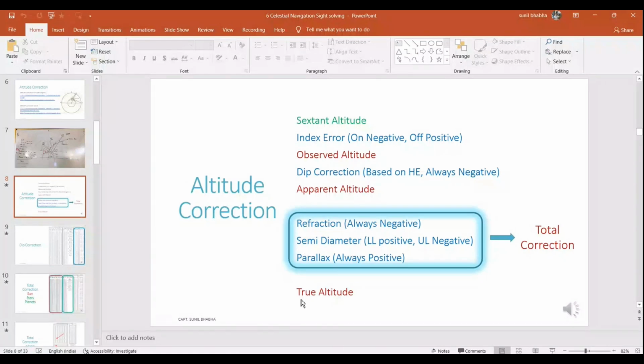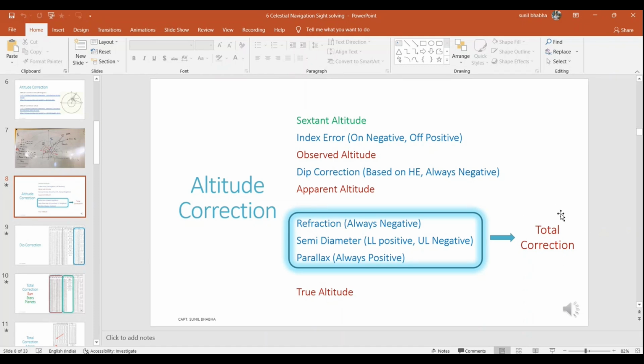was the altitude correction. We saw all the corrections and we understood that instead of the individual corrections, we can apply the total correction now. And then we were seeing all these corrections one by one. Index error is given to us in the question, dip correction obtained from the first page of the almanac. And now we will be looking at total correction.